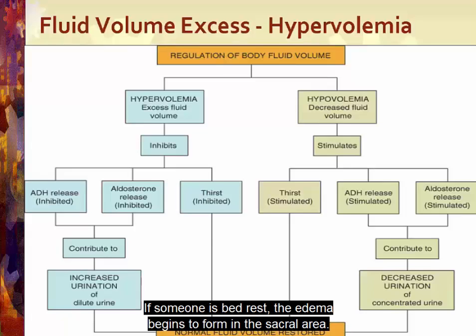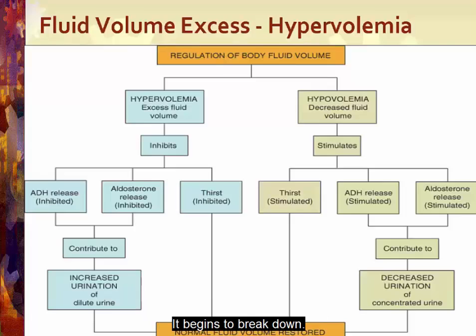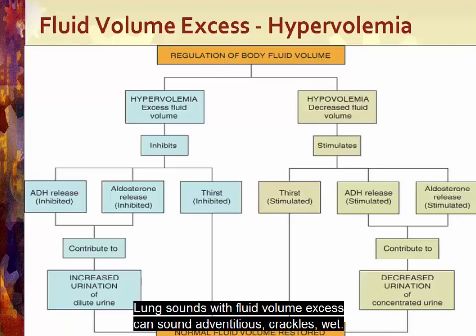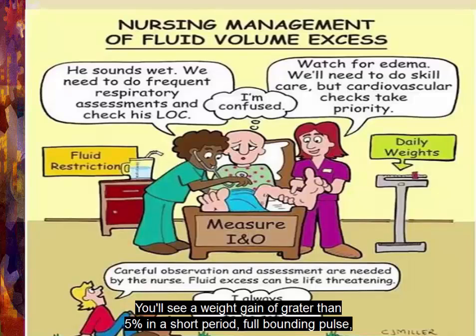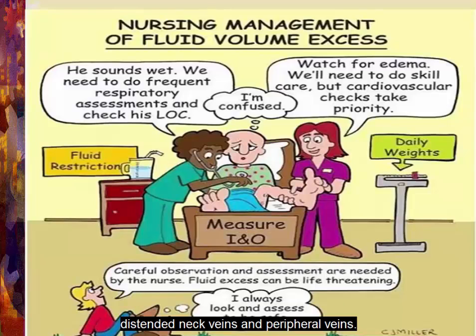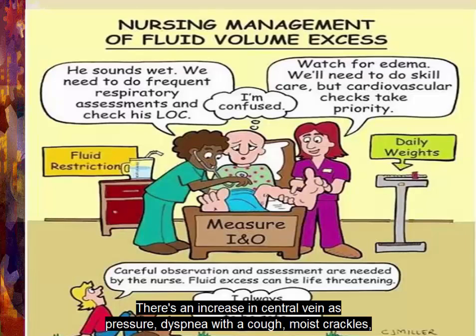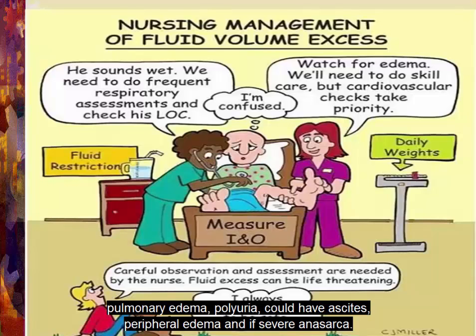If someone is on bed rest, the edema begins to form in the sacral area. So think about what happens to the tissue in the sacral area. It begins to break down. Lung sounds with fluid volume excess can sound adventitious: crackles, wet. Nursing management: you'll see a weight gain of greater than 5% in a short period, full bounding pulse, distended neck veins and peripheral veins. There's an increase in central venous pressure, dyspnea with a cough, moist crackles, pulmonary edema, polyuria, could have ascites, peripheral edema, and if severe, anasarca.